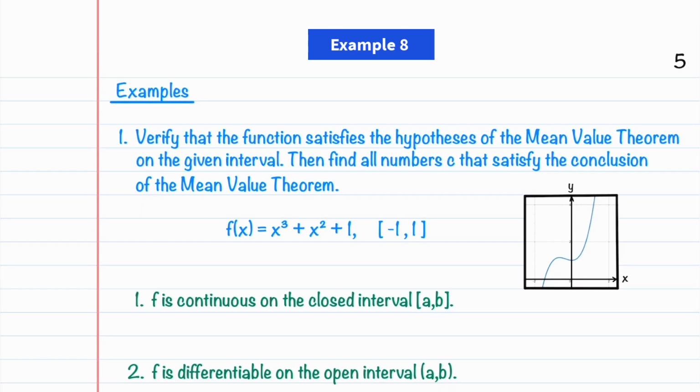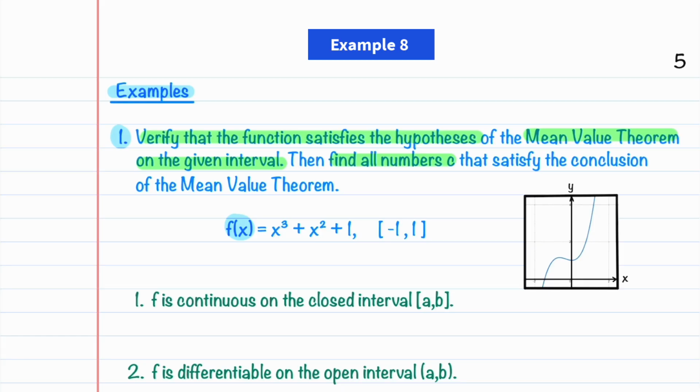We are going to walk through some examples that require the use of the mean value theorem. Let's look at our first example. We are asked to verify that the function satisfies the hypotheses of the mean value theorem on the given interval. Then we are asked to find all numbers C that satisfy the conclusion of the mean value theorem. The function f of x that we're given is x cubed plus x squared plus 1, and the closed interval is from -1 to 1.